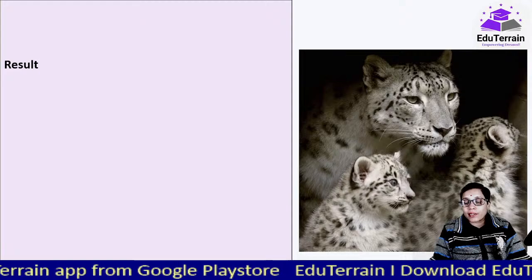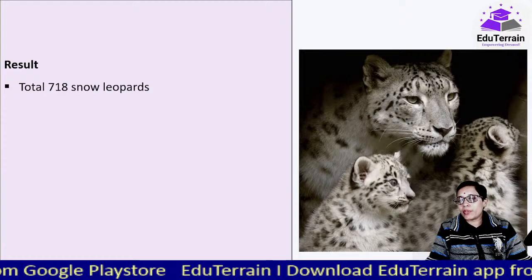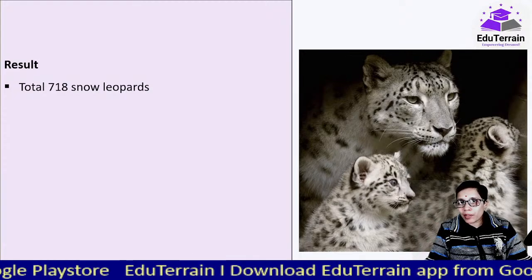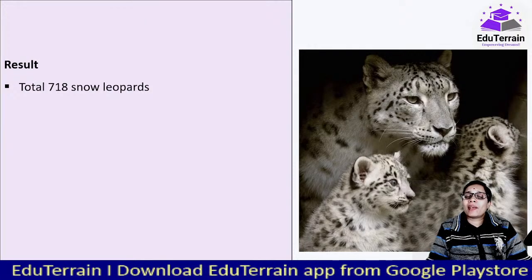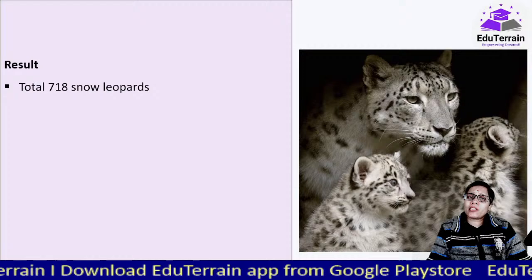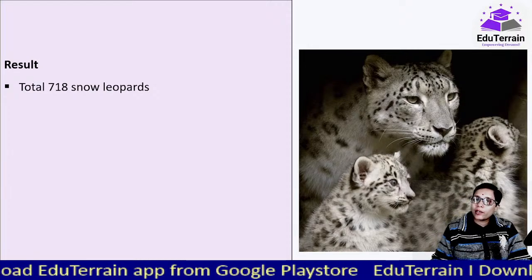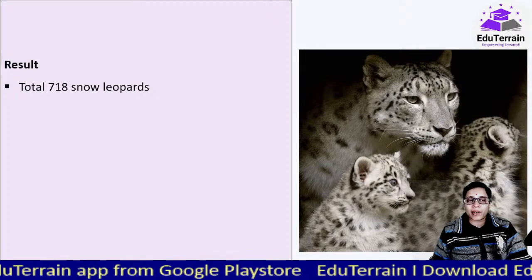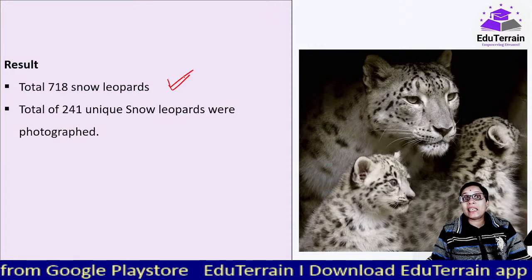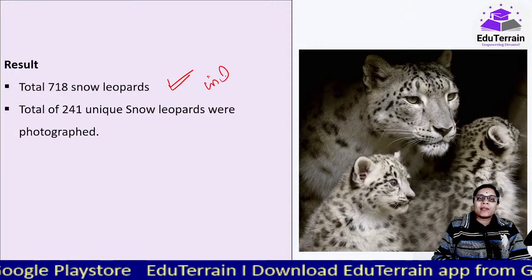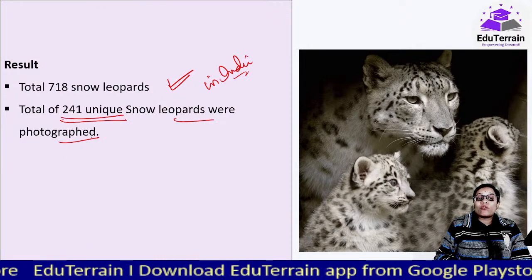Okay, now what is the result? What they have found was, now how do they do this? Through these trap cameras and also through their paws, etc., they have lots of methods of assessing or counting these big cats. So all of that they have deployed, and accordingly they have counted these big cats. As per them, there are 718 snow leopards in India. And a total of 241 unique snow leopards were photographed as well.